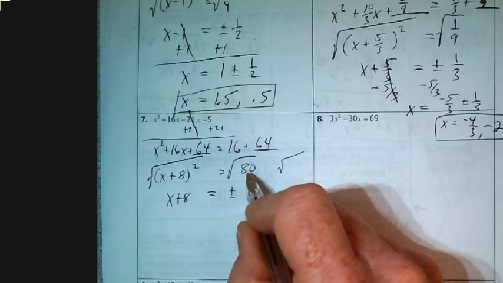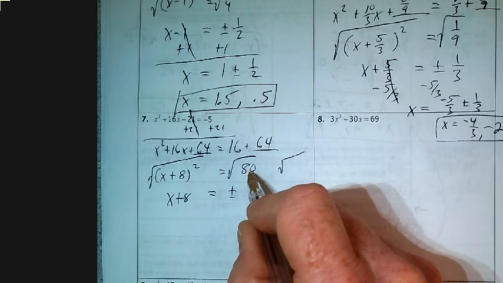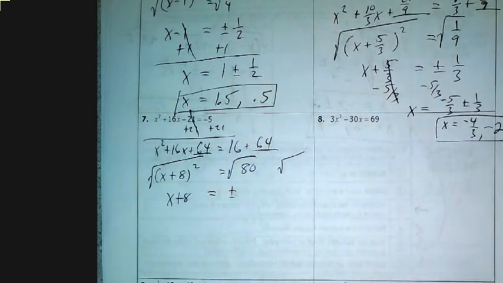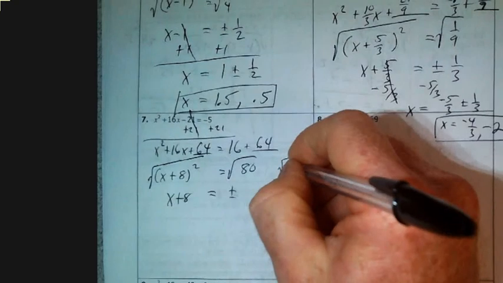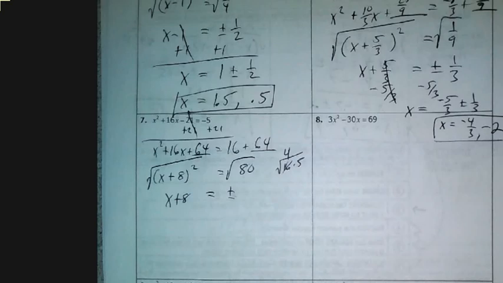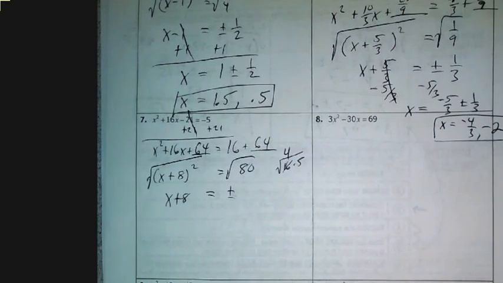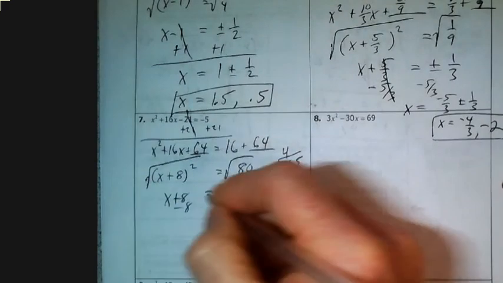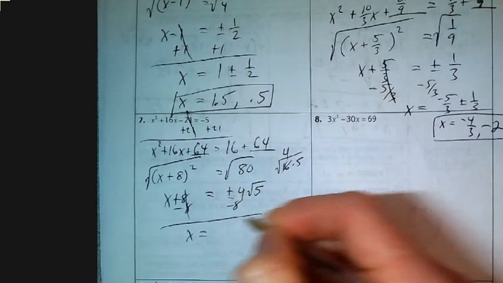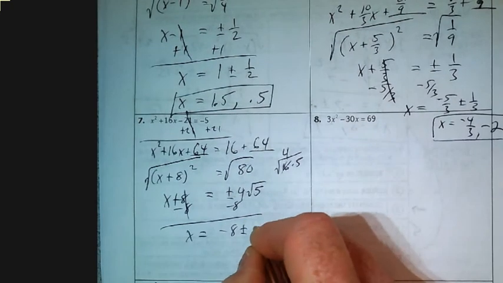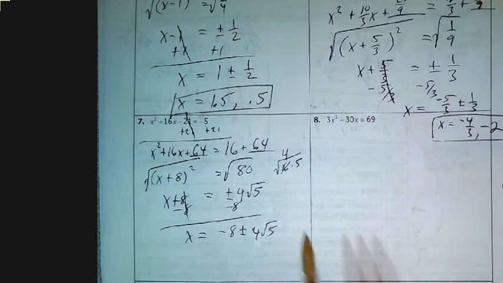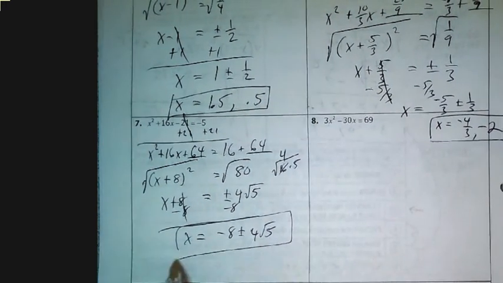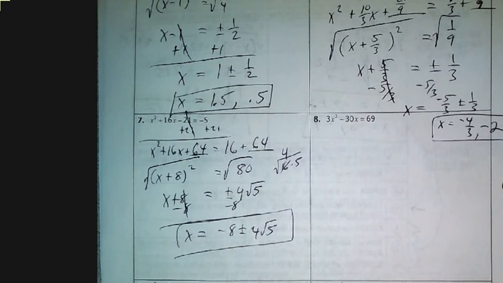What is this going to be? 16 and 5. I was just going to say that. So 4 root 5. Now, having done that, we're going to subtract 8 from each side. X equals negative 8 plus minus 4 root 5. And there's nothing else we can do. Leave it. All right, I'm going to stop the video, and I want you to do number 8.